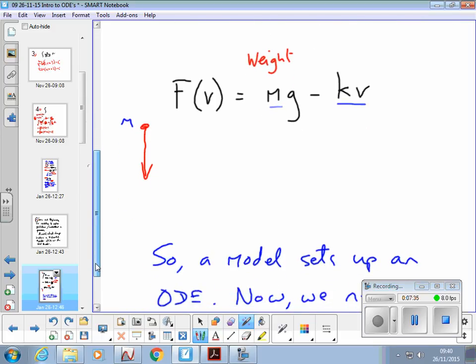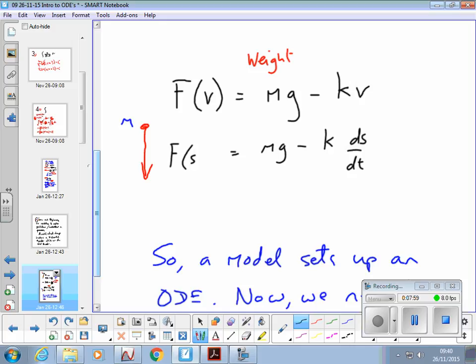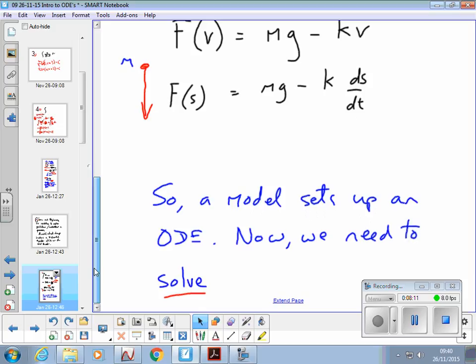Well, I can write this as mg minus k ds by dt, where s is the displacement as this thing's falling. And so I can turn it into a differential equation. So that's another example of a differential equation. But this time the force would be a function of displacement. So those are examples of ordinary differential equations, and we can try and solve these things to come up with functions to describe how this thing is moving.